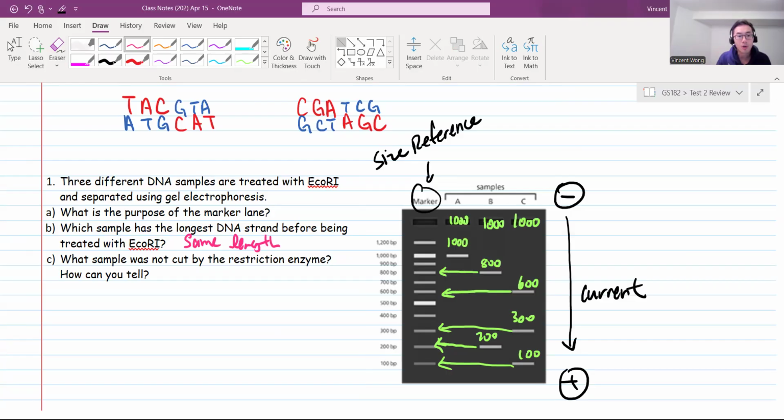Which sample was not cut by the restriction enzyme? Right, A, right? Why? Only one band.